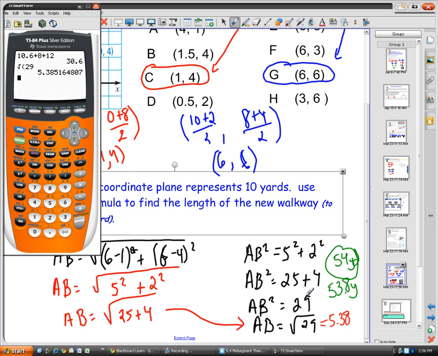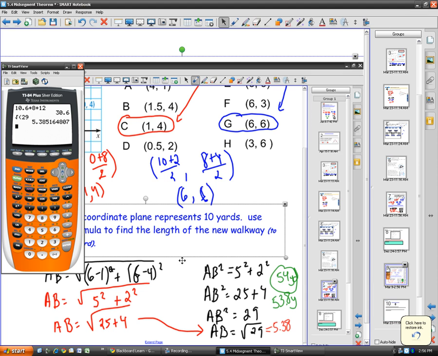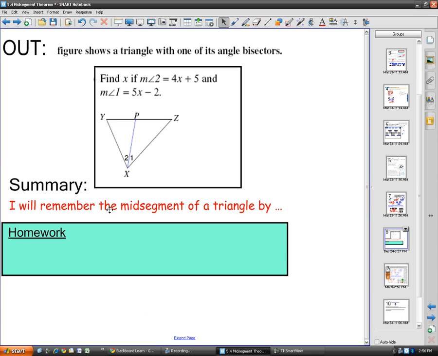So here we are at the out. Oops, I skipped the out. Here we are. There it is. So we're at the out for the day, and it says the figure shows a triangle with one of its angle bisectors, and so we need to find the measure of angle 1.